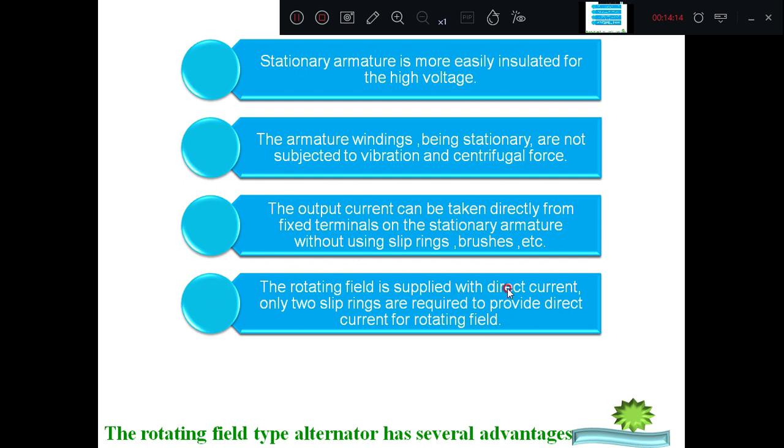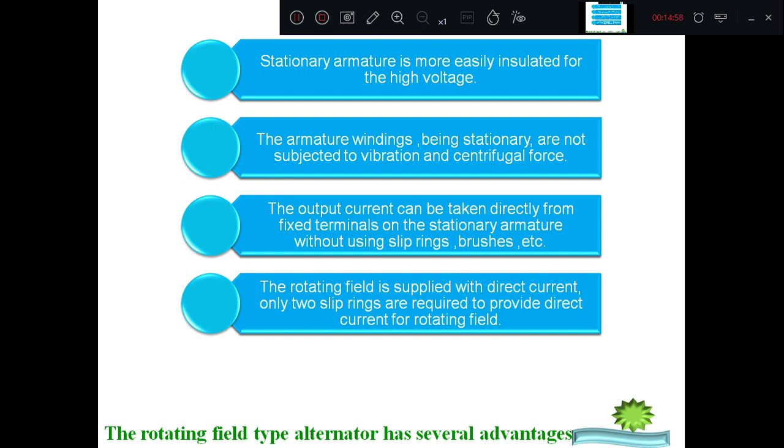The rotating field is supplied with direct current. Anyway, we are giving a DC supply to the rotating part, that is, the magnetic field. However, that DC supply is very, very small, and only 2 slip rings are necessary. If a 3-phase winding is placed on the rotor, you can see there are 6 terminals. For R there are 2 terminals, for Y there are 2, start and finish, for B, start and finish. In all, you would need 6 slip rings to tap the electricity outside. Otherwise, for a 3-phase winding, at least 3 slip rings are necessary.